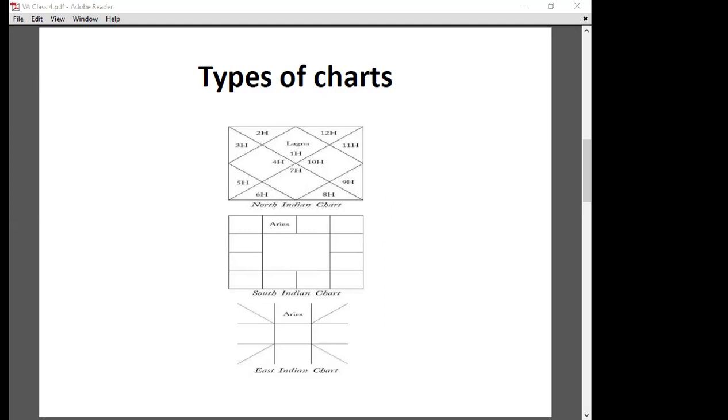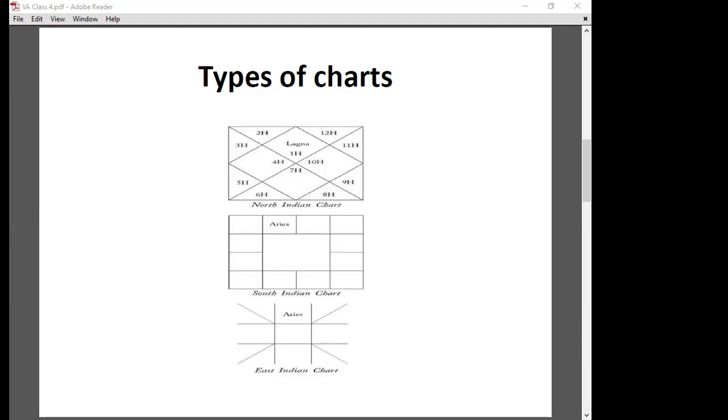Then there are signs which represent animals which inhabit water, for example, fish. Fish is represented by Makara, and the posterior part of Makara, that means the other part, will also represent animals which are inhabiting water.